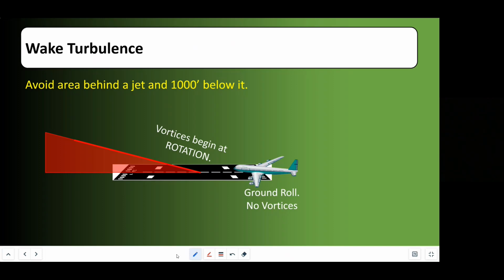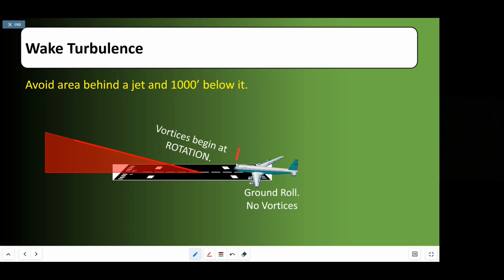So you're departing, you have to make sure you are past its touchdown point before you rotate there. Looking at departure now for a jet. We need to avoid the area behind the jet, and we need to avoid 1,000 feet below it. It's kind of hard on departure, right? As it's leaving the ground, you can't be 1,000 feet below it. So you have to be able to avoid its vortex until you're at a safe altitude.